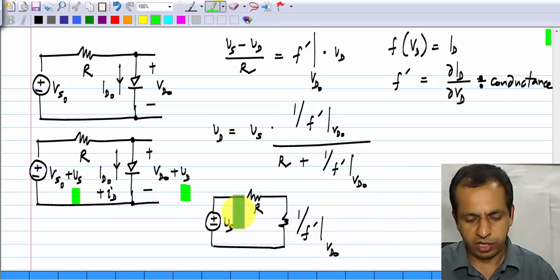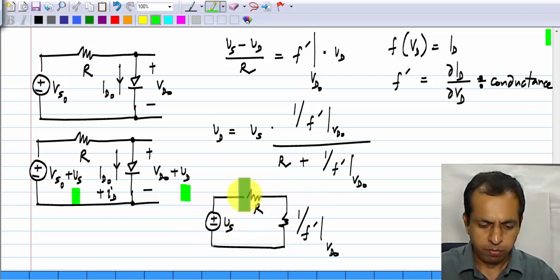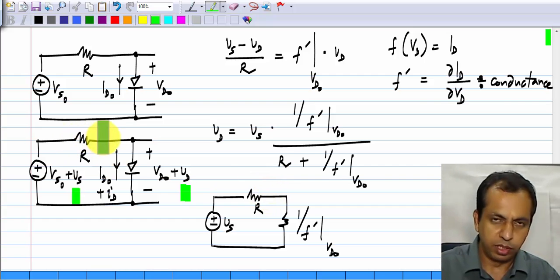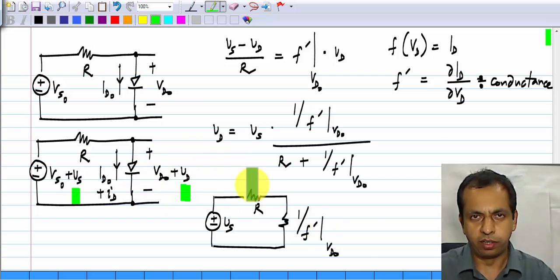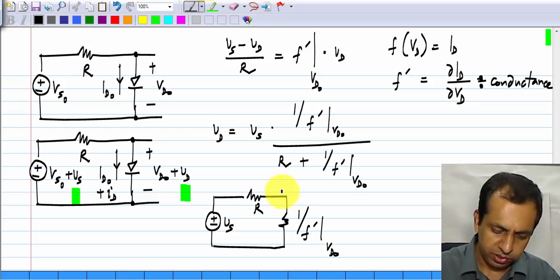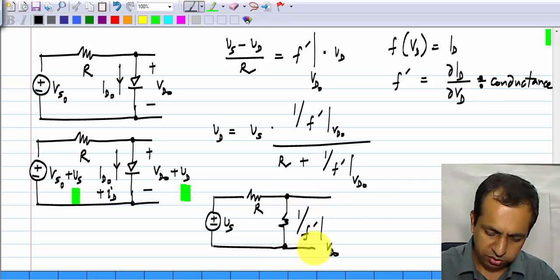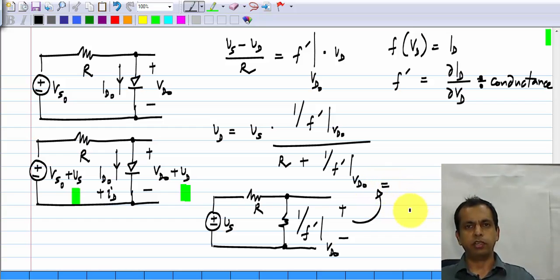So, for instance, if I had a linear circuit where the input source is Vs and there is a resistive divider, this resistance is R, exactly the same as here, and this resistance is 1 by f prime of the diode characteristic calculated at the operating point, you will get the same solution, because clearly the voltage that you see between these two terminals is equal to that. This you know from the resistive divider formula. So, what I want to show is that this is not a coincidence. It is not that for this particular simple circuit this happened to be the case.